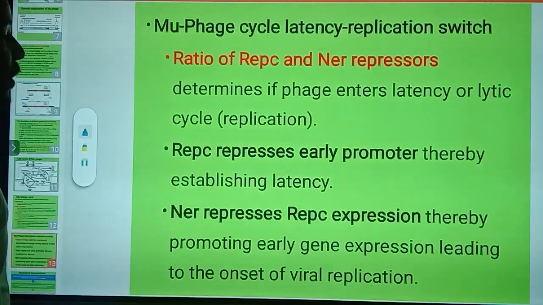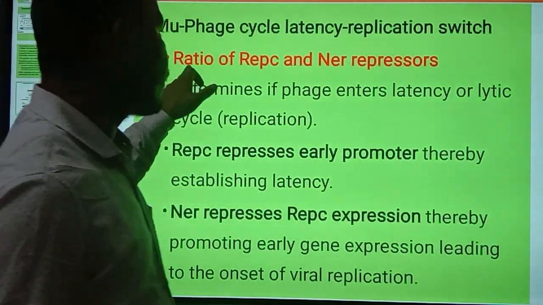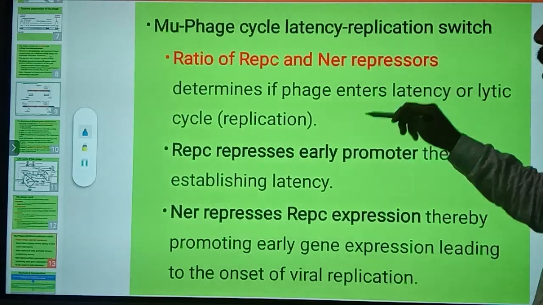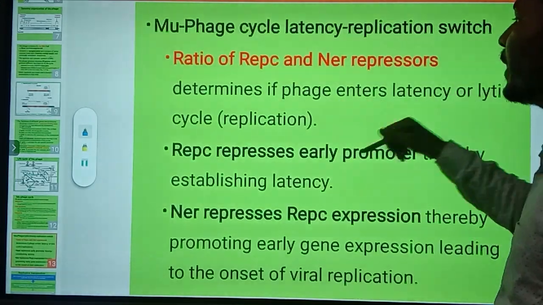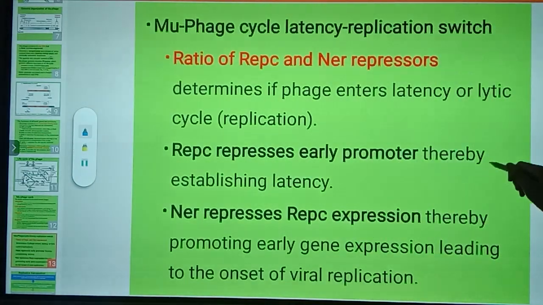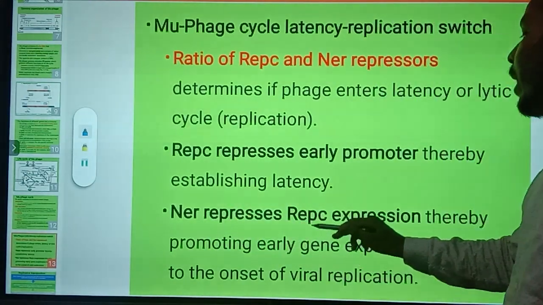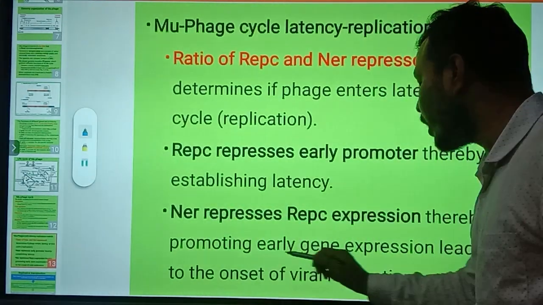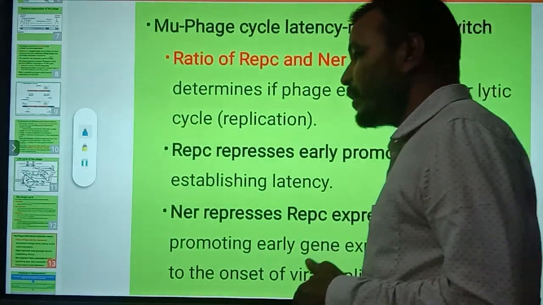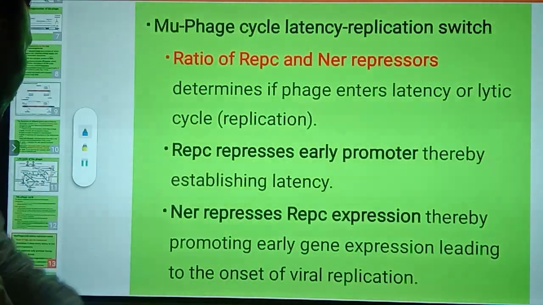Then there is the Mu phage latency-replication switch. The ratio of these two genes, that is the ratio of repressor RepC and Ner repressor, determines if the phage enters the latency or lytic cycle, right? RepC represses the early promoter, thereby establishing latency, whereas Ner represses RepC expression, thereby promoting early gene expression, leading to the onset of viral replication. That means these two decide whether the cell will follow the lytic or lysogenic pathway.